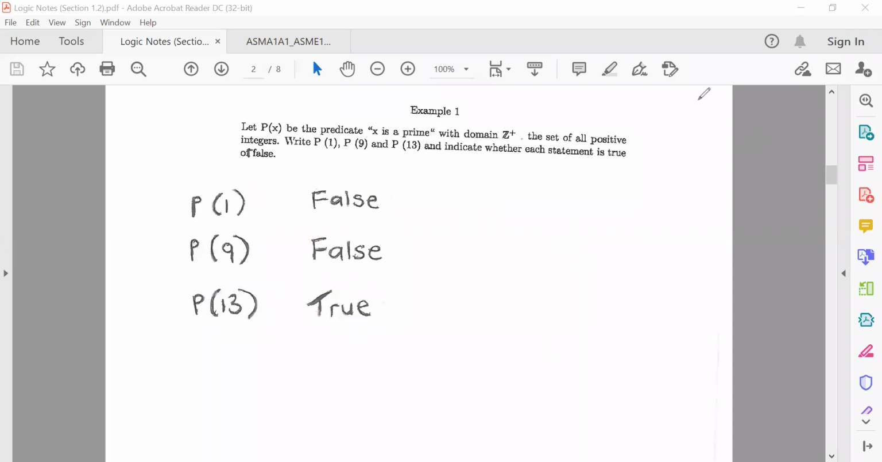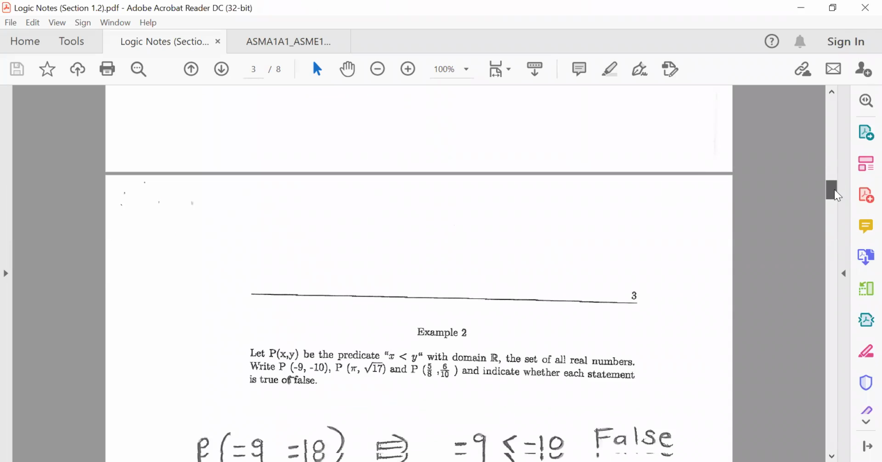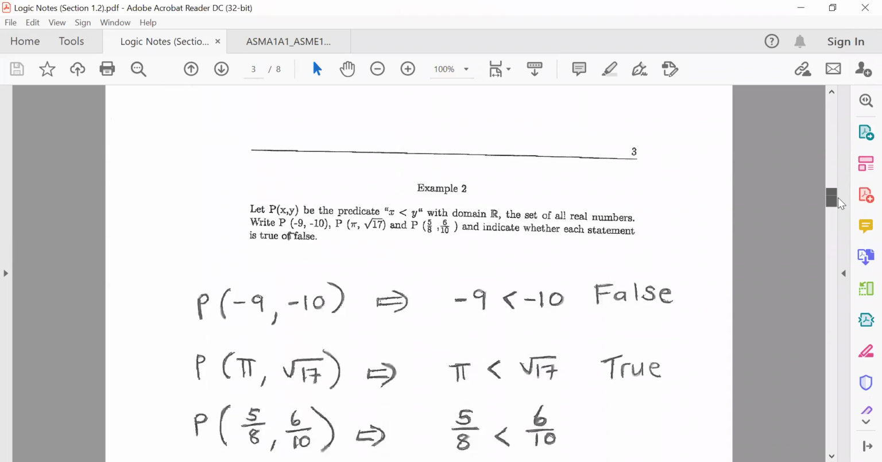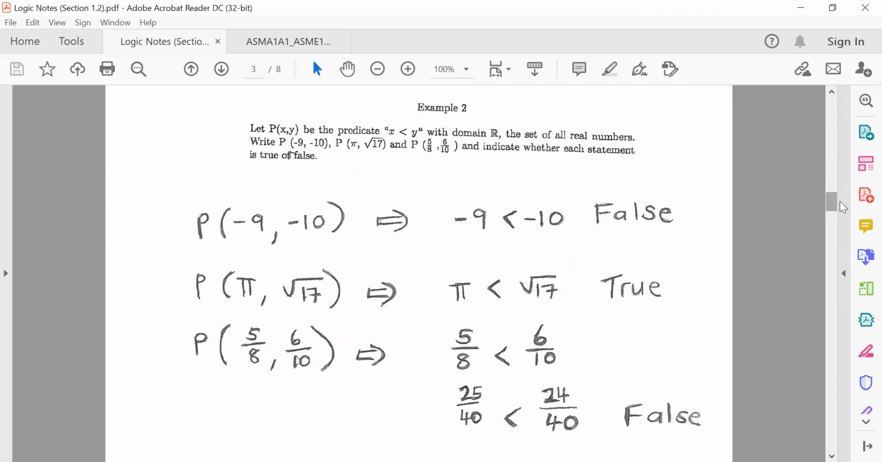If everyone is happy, let's move to example 2. Now, example 2 gets a little bit exciting. I give you a binary predicate. Let P(x, y) be the predicate "x is less than y". Again, you see I specify the domain. The domain is capital R, and that stands for the set of all real numbers. Then I say write P(-9, -10), P(pi, root 17), P(5/8, 6/10). Indicate whether each statement is true or false.